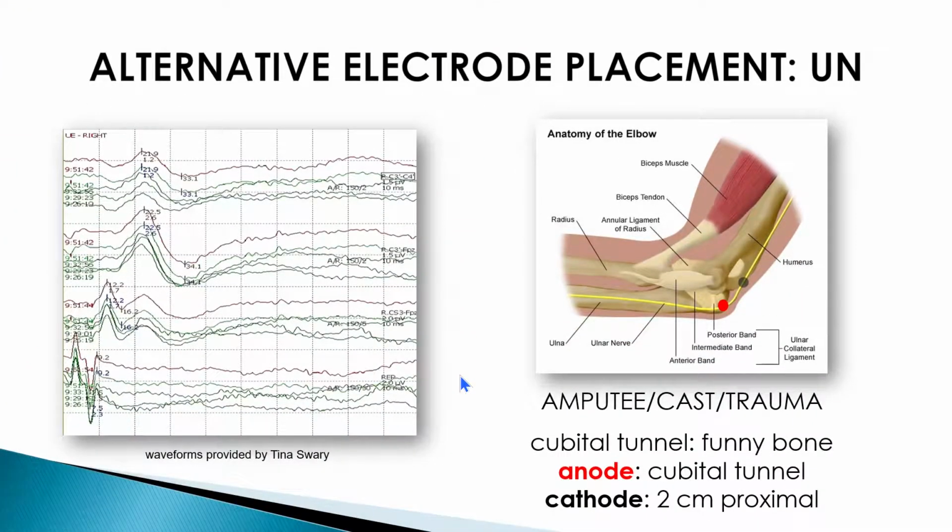An alternative to placing ulnar nerve stimulation because of a wrist or an amputee or a cast would be placing the anode in the cubital tunnel. This is known as the funny bone. So it's more around the elbow, that little meaty, mushy part around the elbow that when you touch it, it kind of gives you a little tingling feeling. And then you place the cathode 2 centimeters proximal to this anode.